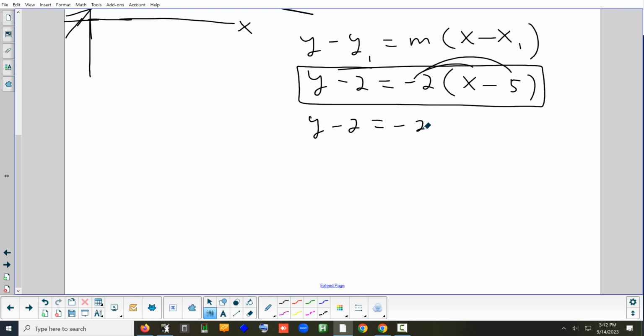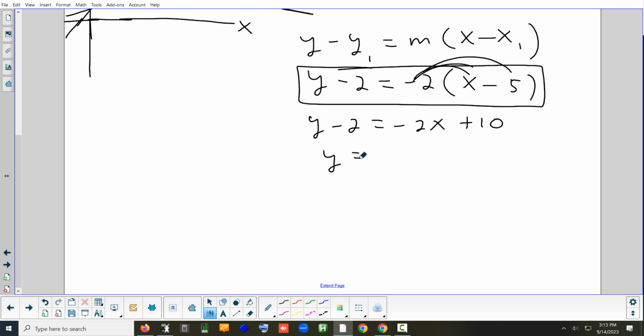Negative 2 times x. So negative 2x. And then negative 2 times negative 5? Plus 10. So that's not in slope-intercept form yet. Now it's kind of halfway there. And what would be your last step?